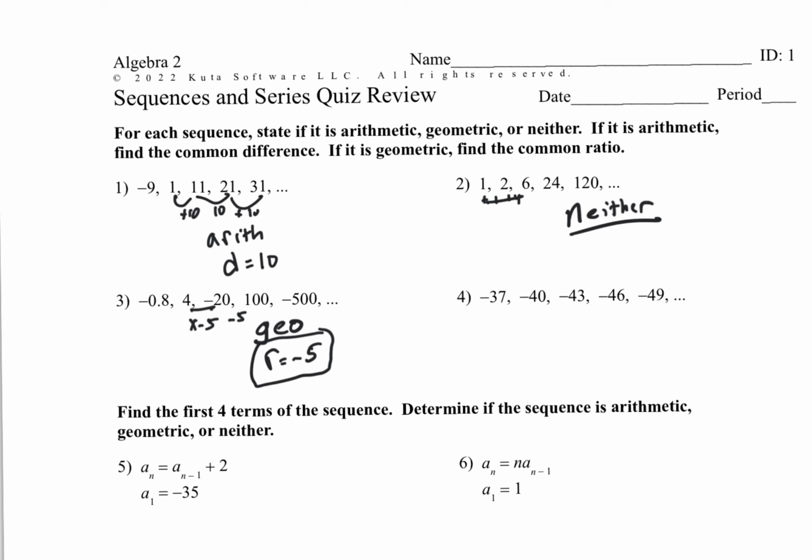And the next one, if I look at it, looks like I'm subtracting 3. So arithmetic. And we have a common difference of negative 3.